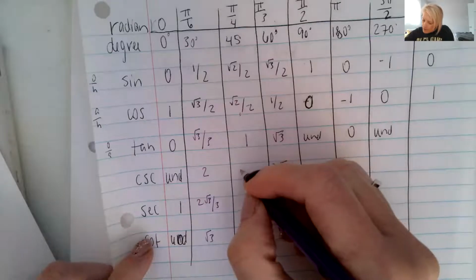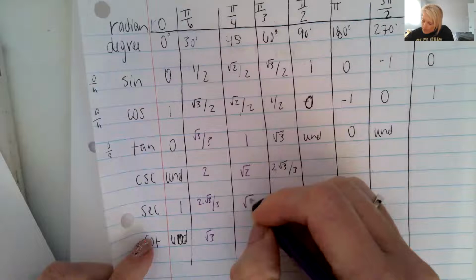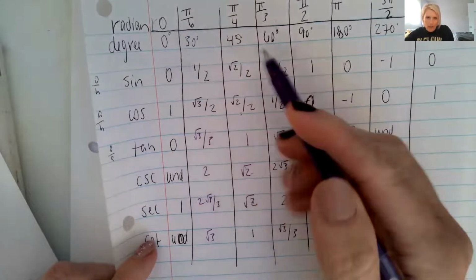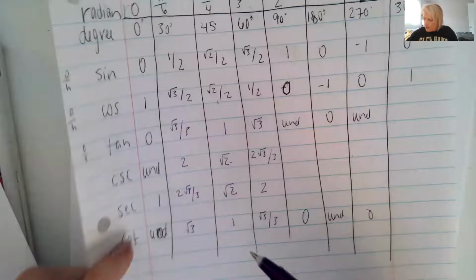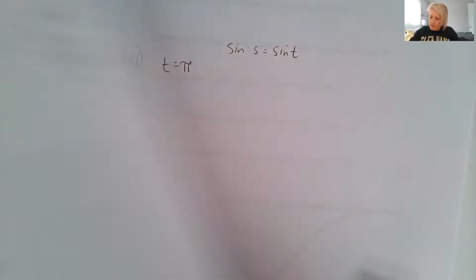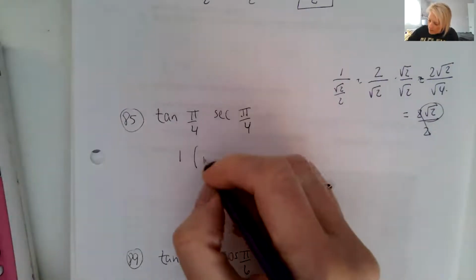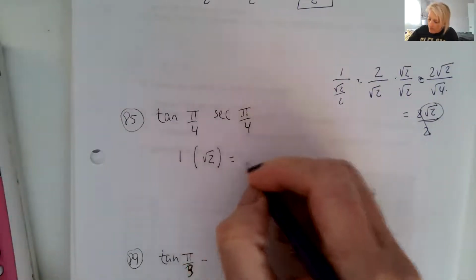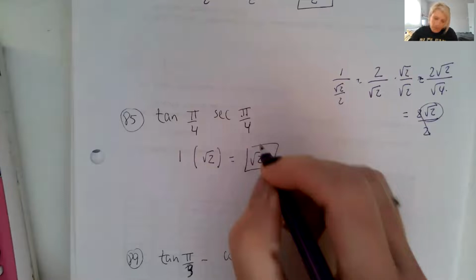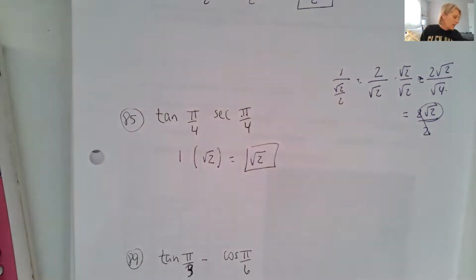So cosecant and secant should both be just the square root of 2 for the pi over 4 reference angle. So this is just going to be 1 times the square root of 2. So the answer should just be the square root of 2 for 85.